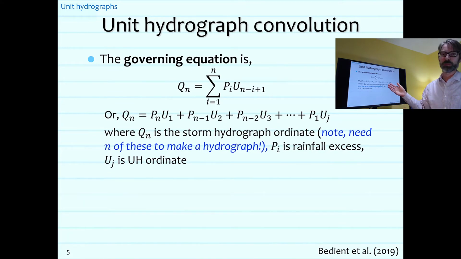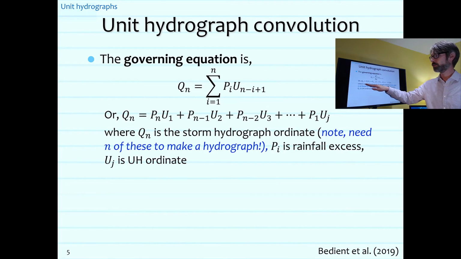It looks a little bit complicated, but it's not that hard to use though. So Qn is equal to the sum from 1 hour to the end, or to the value of Q, of Pi times U sub n minus i plus 1. If we expand this for some arbitrary n value, we get Pn U1 plus Pn minus 1 U2 plus Pn minus 2 U3 plus, and so on, all the way to P1 Uj. So you can see that they're in reversed order, highest and lowest, lowest and highest.